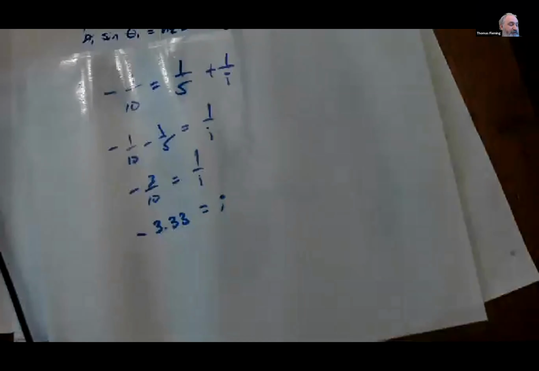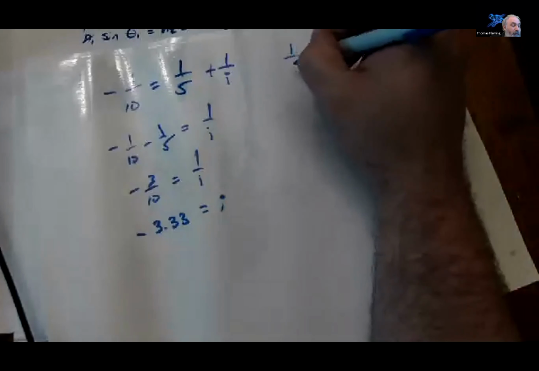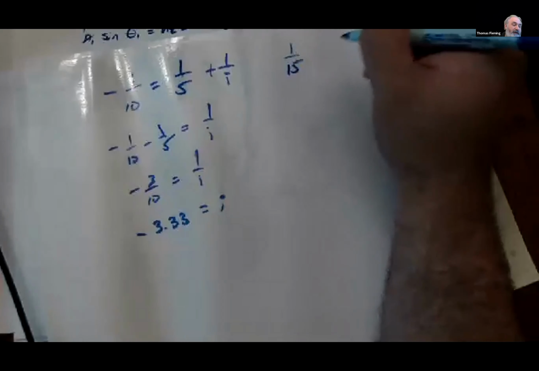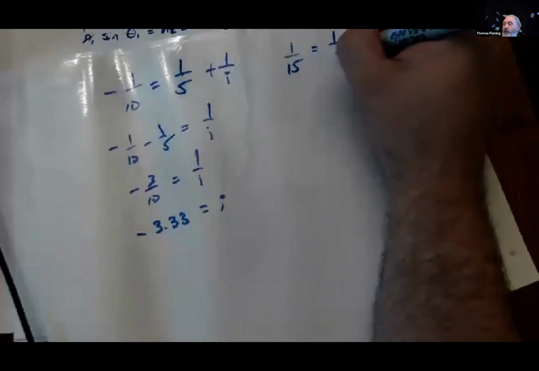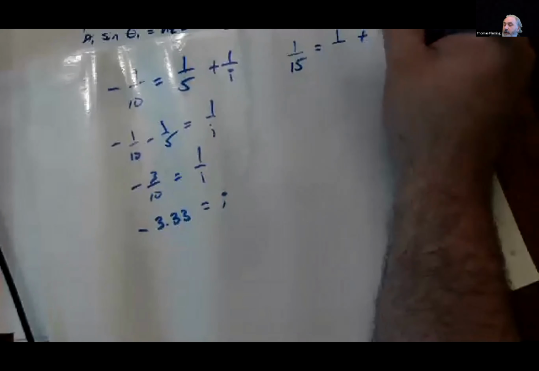Now what's going to happen is the image from that first lens is going to become the object for the second lens. So when I do the second one, I'm going to have 1 over F, but what is F? It's 15. Is it positive or negative? Positive. That's going to equal 1 over O plus 1 over I. What is O going to be for that second lens? Would that be 15, or would it be 10? It would be neither of those.